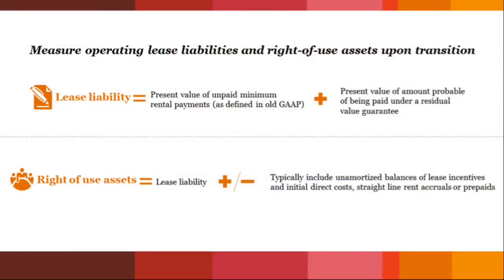Now let's turn to the leased asset. At the application date, the asset is measured at the same amount as the lease liability, adjusted for related assets and liabilities that the lessee had recorded on its balance sheet immediately prior to application. These typically include unamortized balances of lease incentives and initial direct costs, as well as straight-line rent accruals or prepaids.